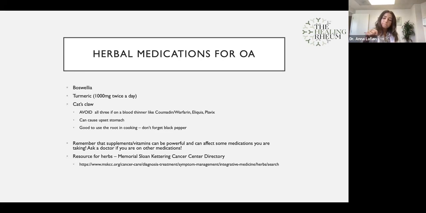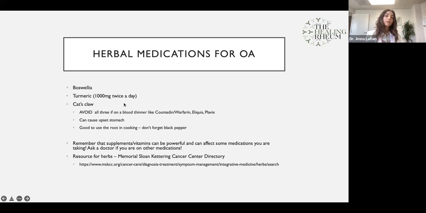I'm an integrative rheumatologist, which means I love lifestyle medicine and other modalities we can incorporate outside of just conventional medications. So, I need to mention the herbal medications for OA. However, I want to give this caveat that herbal medications can be just as powerful as the pharmacologic medications your doctors are prescribing. So you need to be very, very careful about their interactions with one another.